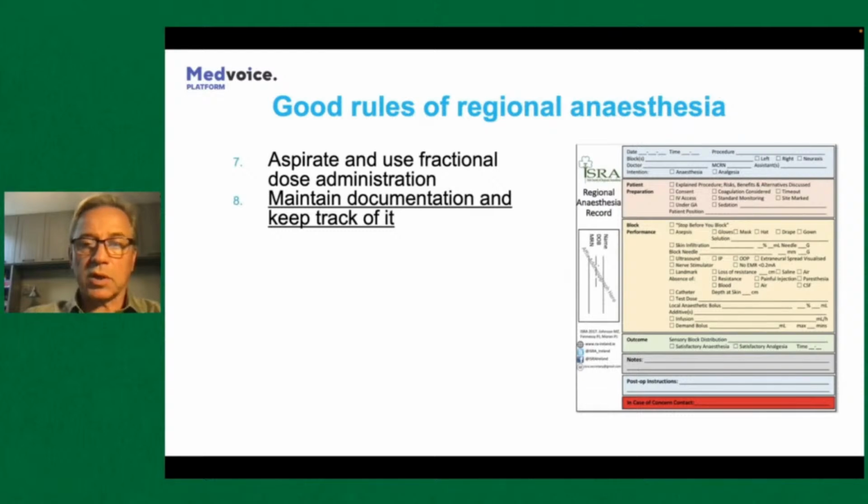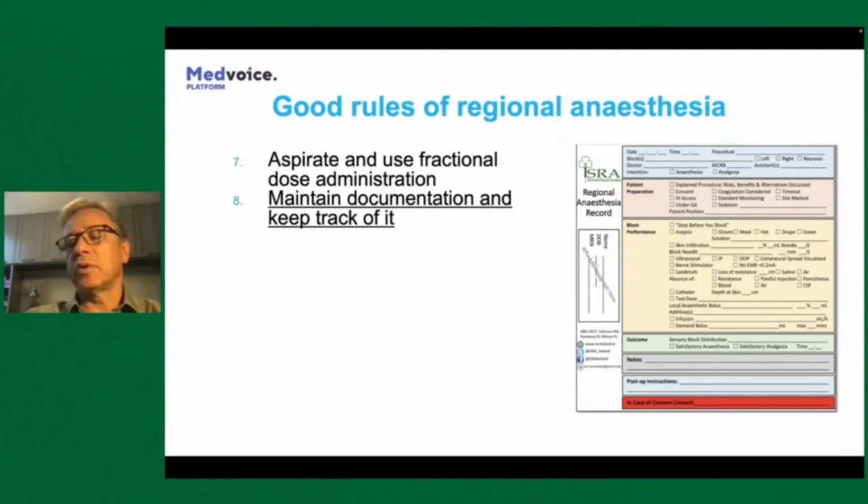Which needle have you used? Have you used ultrasound? Have you used nerve stimulator? Was it a loss of resistance? Did you perform the injection with a low pressure? Did you put the catheter at which length? What local anesthetic and what percentage have you used? And what was the outcome?